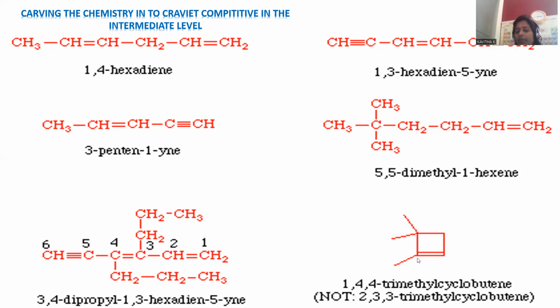So 1, 2, 3, 4. 1, 4, 4. This is taken as the fourth carbon atom, being away from the double bond. So the numbering will start from this end. 1, 2, 3, 4. 1, 4, 4. Trimethyl, being all methyl only. So the trimethyl is taken over here.